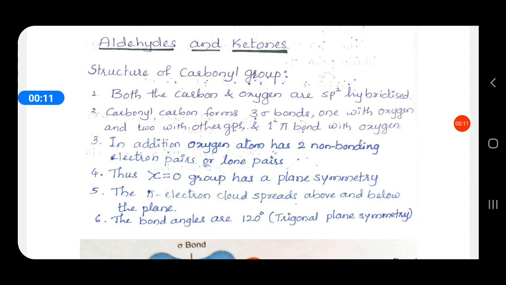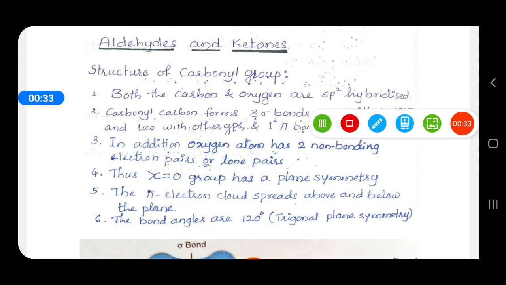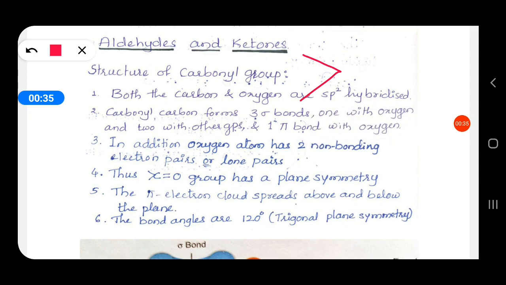Today we are going to discuss the structure of the carbonyl group. In the last video we discussed the introduction and nomenclature of aldehydes and ketones. So today we are going to discuss the structure of the carbonyl group. The carbonyl group is C double bond O.